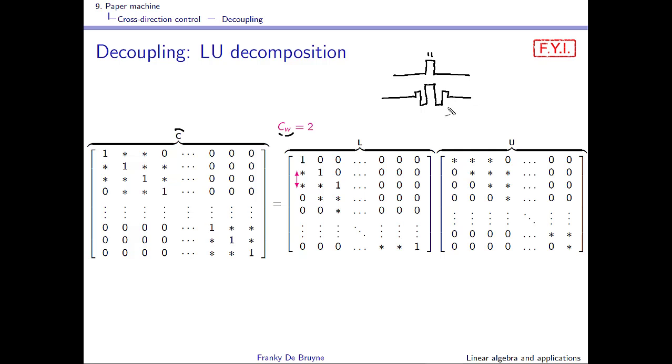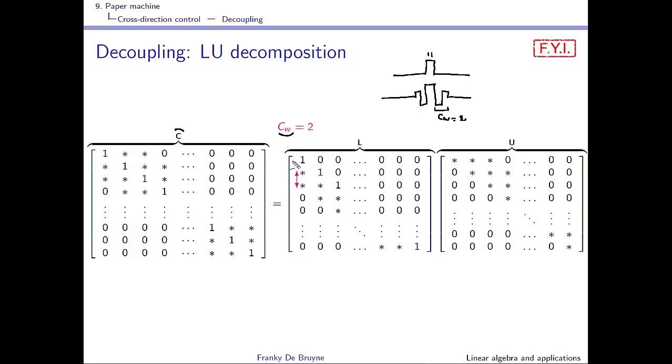Okay, so what we define as the coupling width is the influence on neighboring measurements. Here this coupling width is equal to 2. In general, the coupling width is small with respect to the number of actuators. So what you can do then is take the LU decomposition of this coupling matrix. It will be quite quick because this coupling matrix has lots of zeros, and you'll end up with two matrices that are band diagonal.